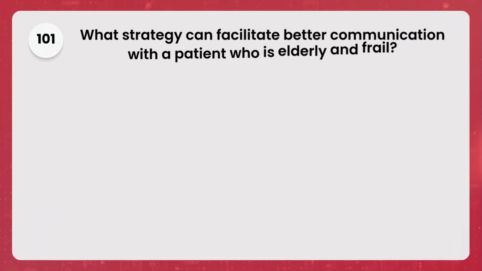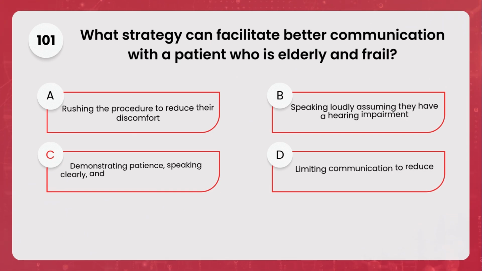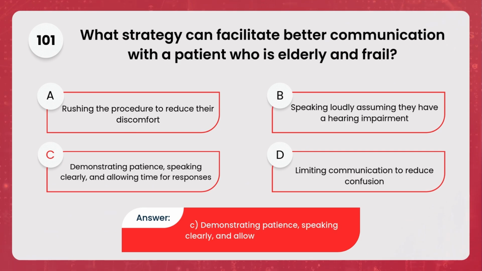101. What strategy can facilitate better communication with a patient who is elderly and frail? A. Rushing the procedure to reduce their discomfort. B. Speaking loudly, assuming they have a hearing impairment. C. Demonstrating patience, speaking clearly, and allowing time for responses. D. Limiting communication to reduce confusion. The answer is C. Demonstrating patience, speaking clearly, and allowing time for responses.